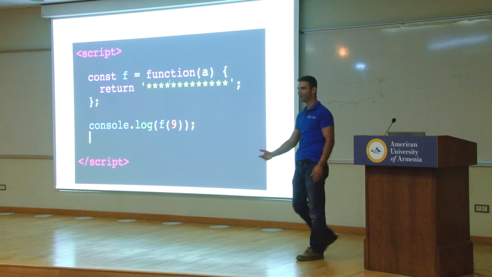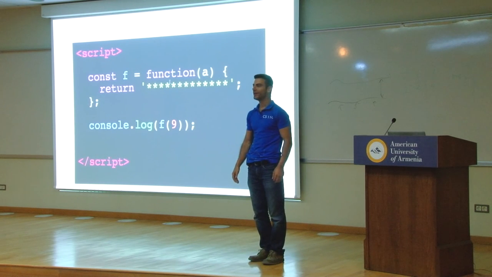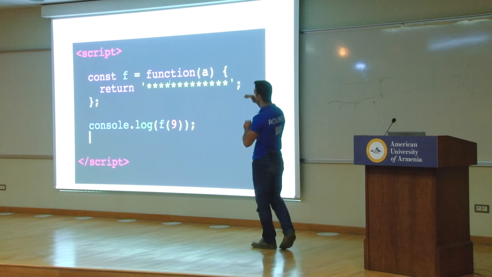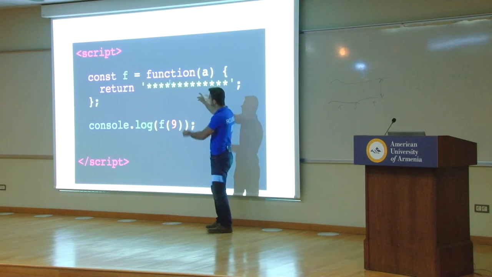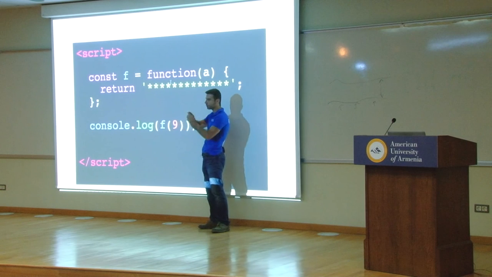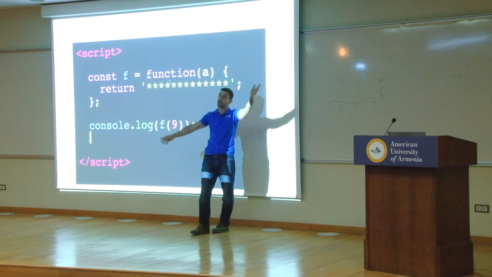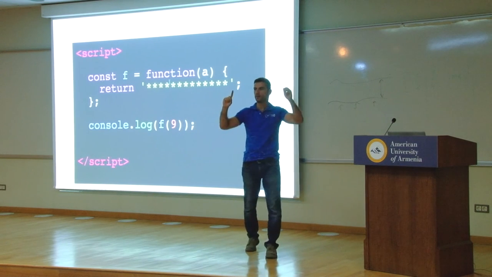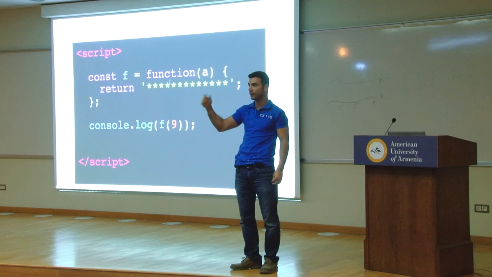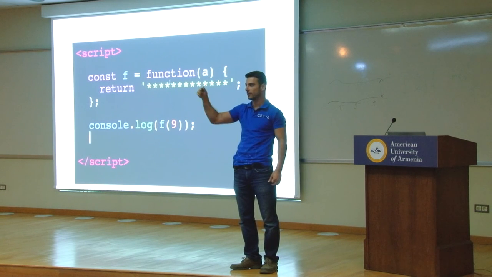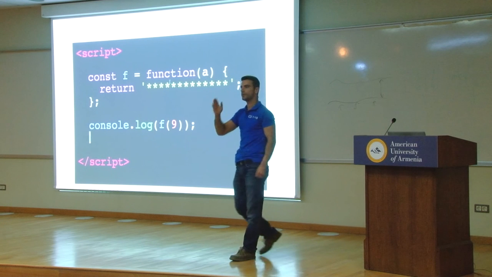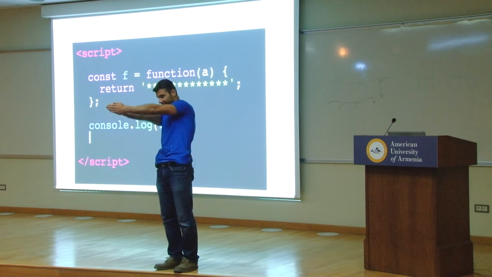Other than the people who were at office hours, does anyone have a solution for me? Raise your hand if you do. Can you repeat the question? Yes. So the goal is to have your function return a string with stars in it. The number of stars in the string has to be determined by this number. So if I give it a 9, I get a string with 9 stars in it. If I give it 100, I want a string with 100 stars in it. Do you have a solution? You do? Okay, put your hand up. All right, so 1, 2, 3, 4, 5, 6. Not bad. Yes, sir.